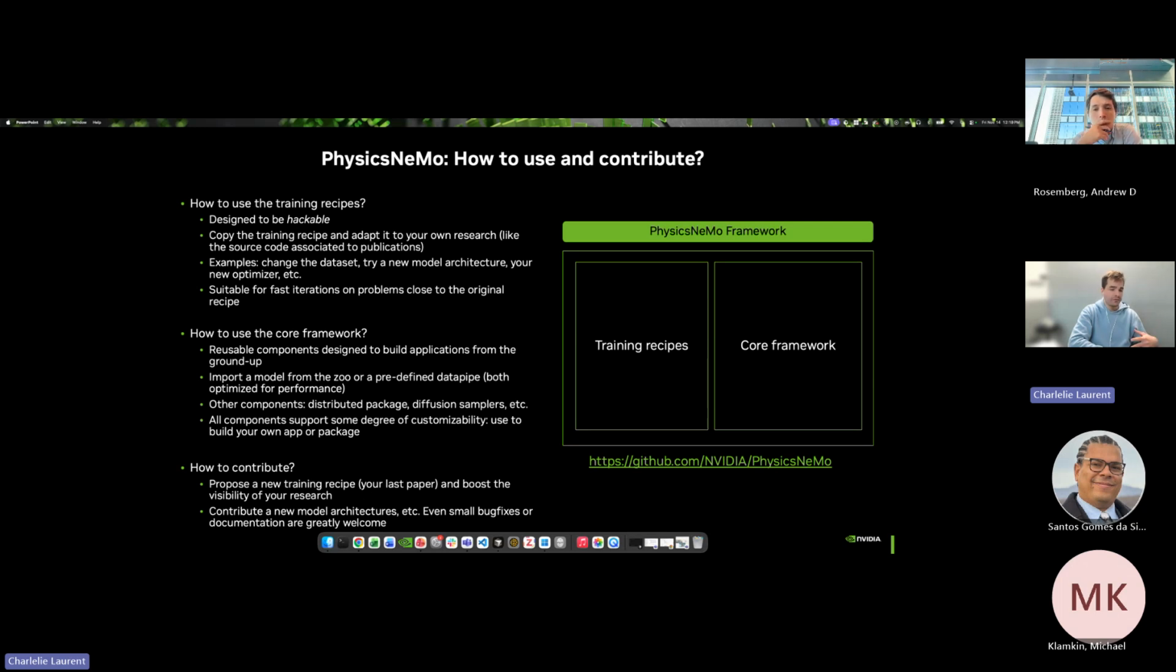And then there are other types of contribution, which would be to contribute to the framework. So still those two sides there. This could be a new model. If you develop a new model that is very good at doing something, then it will go into the framework and users can reuse it for their own problem. And it could even be some smaller stuff, like small bug fixes or documentation improvements. Any kind of open source contribution is always very welcome, actually.